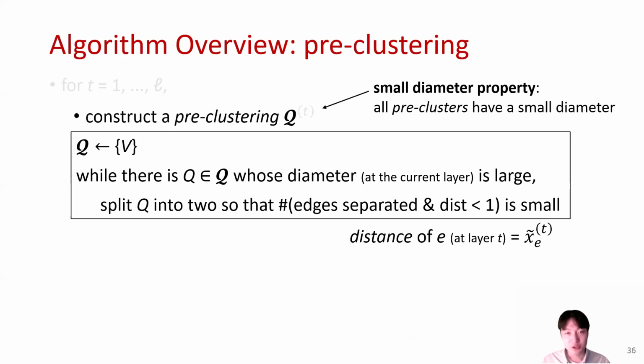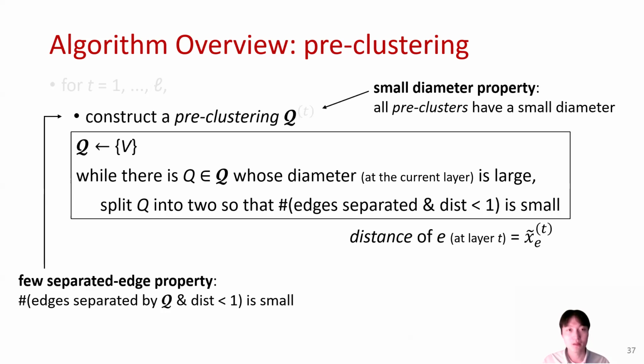At the end of the construction of the pre-clustering, we know for sure that each pre-cluster in the pre-clustering has a small diameter. We call this small diameter property of pre-clusters. Moreover, we also know that there are only a few edges separated by the pre-clustering whose distance is less than 1, and we call this few separated edge property of pre-clustering.